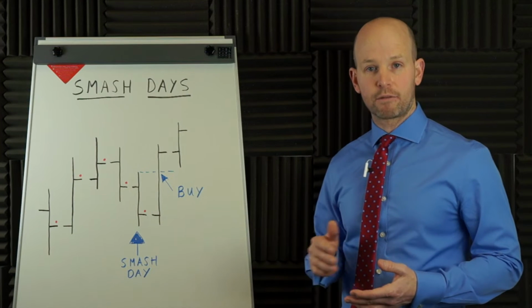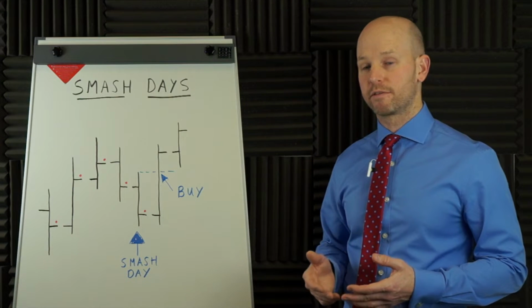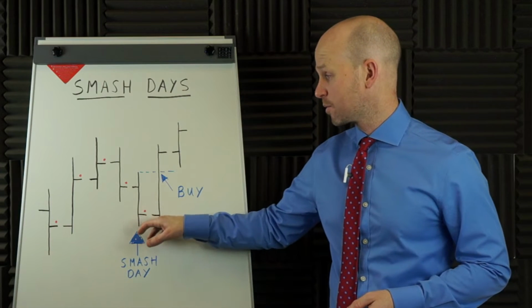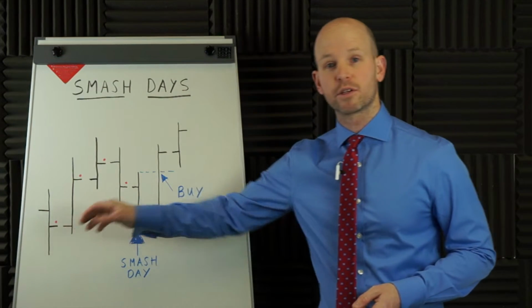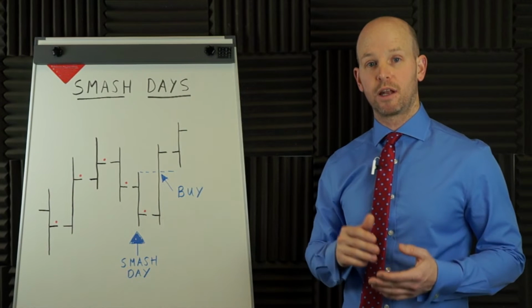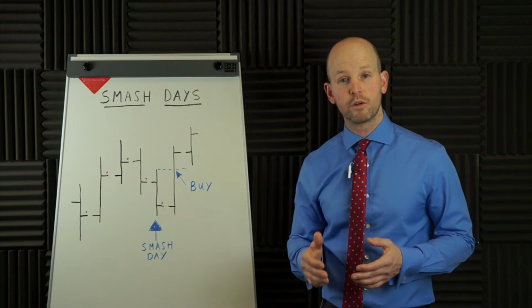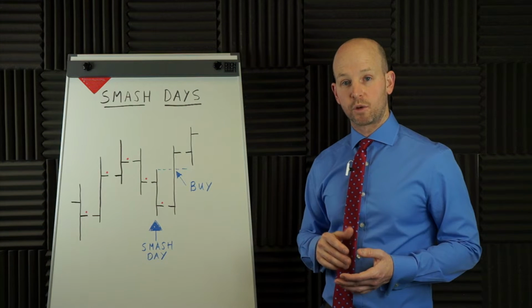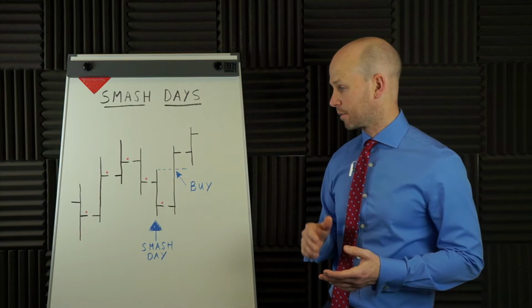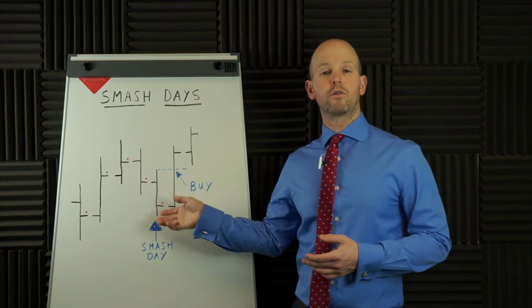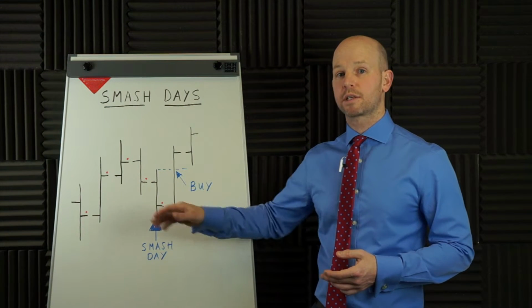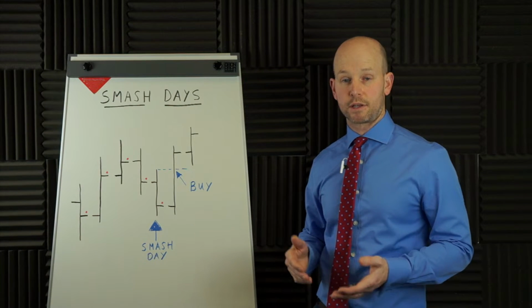Now, in Larry's book, where I picked up the idea of smash days, he said that quite often the low of the smash day will also take out the previous 3 to 8 bars' lows. I haven't used the lows, I've used the closes because I think they're more significant. So what I'm using for a filter is I'm saying only take the long trade if the close of the smash day is the lowest close over the past, let's say, 3 days.